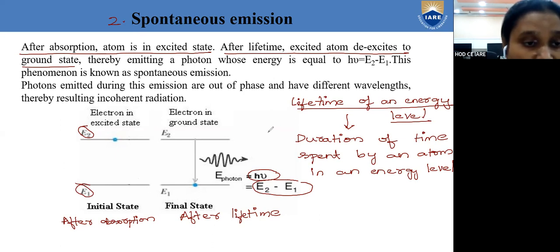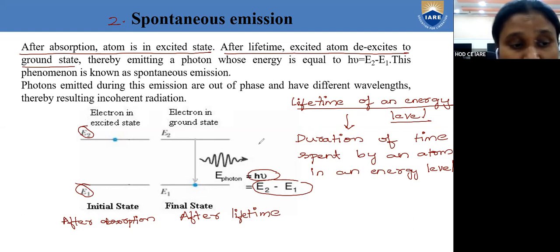So what is spontaneous emission? We have to say that once an atom gets excited to a higher state after absorption, it stays in that energy state for its lifetime. After its lifetime, it releases energy and comes down to the ground state. It releases energy in the form of a photon, and the energy of the photon is again E2 minus E1.